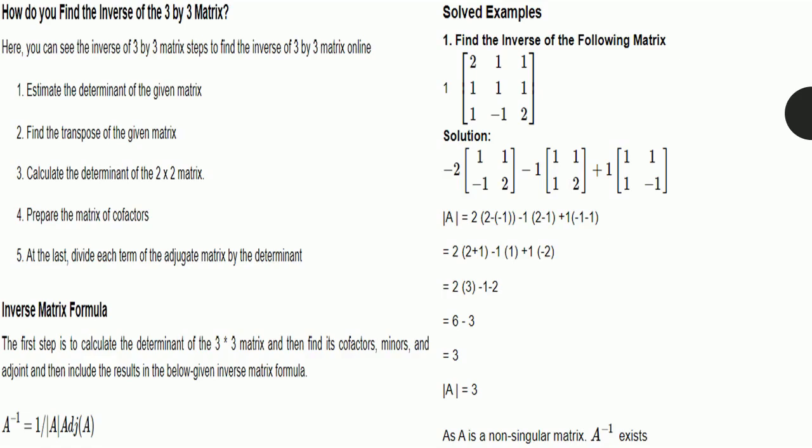Please, let's just watch the first video, because I explained all those things in the first video. Find the determinant of each of them. You're going to get 2 times (2 plus 1), minus 1 times 1, and 1 times minus... Together this is going to give us 3. So I've been able to find the determinant of matrix A, and that determinant is 3. Since A is a non-singular matrix, that means A inverse exists.